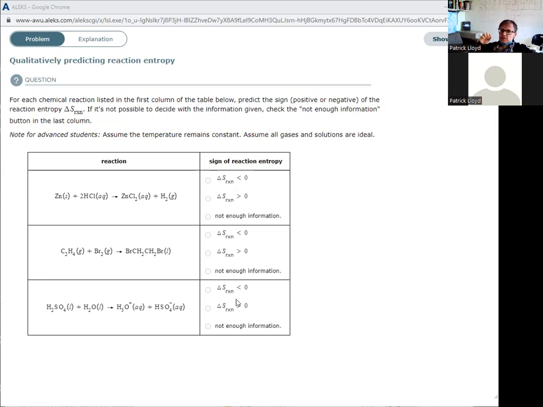Okay, so again, solids, very little entropy, liquids more, aqueous more, gases more, in that order. Once you get up to the gases, you have quite a bit of entropy.